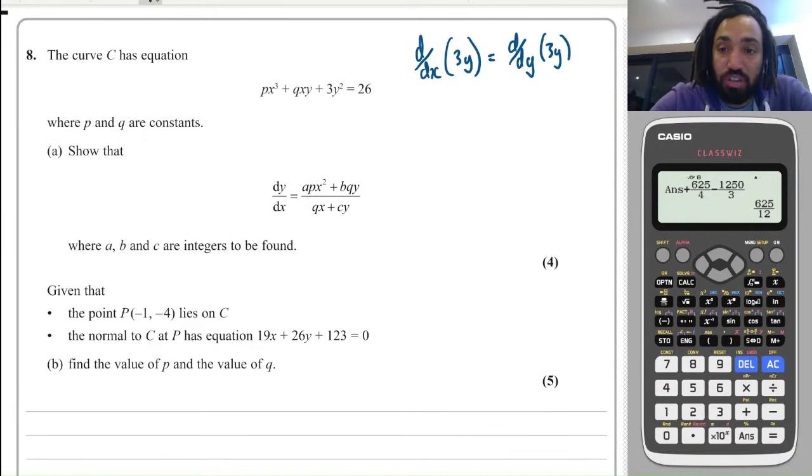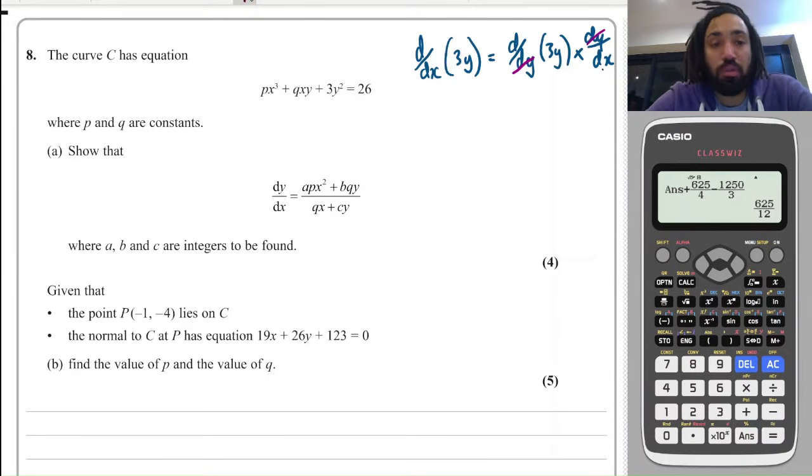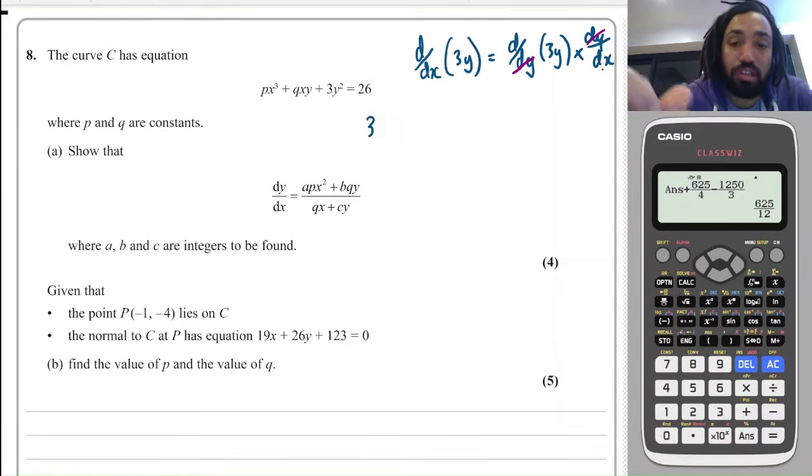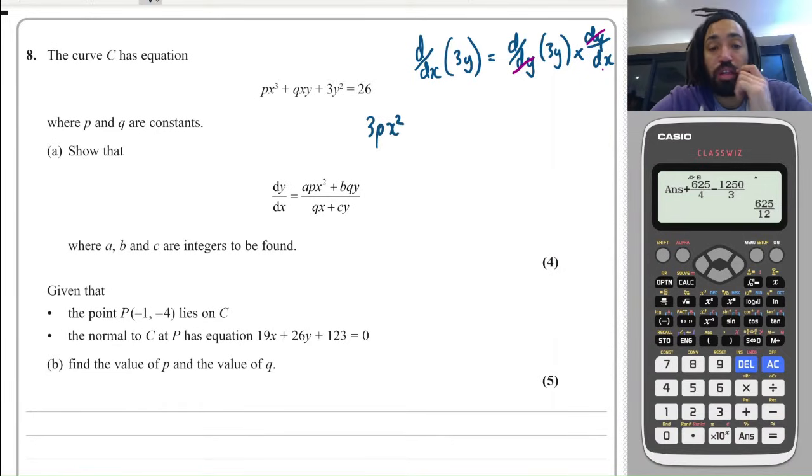And then you multiply by dy by dx, because that way we end up with the same thing, dx of 3y. So we just differentiate with respect to y and then times it by dy by dx. Okay, let's go. Differentiating this, the 3 comes down, so we get x, 3 comes down times by p, gives me 3p x squared. The next one is a product.